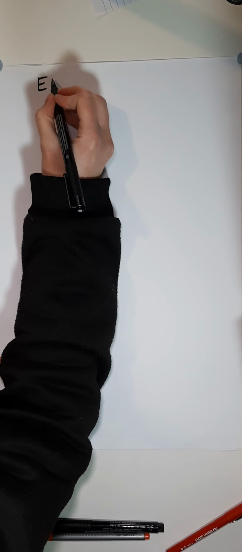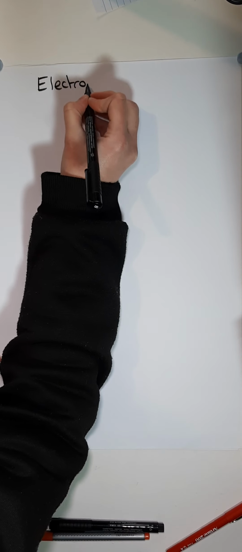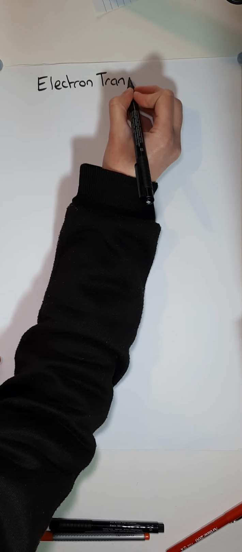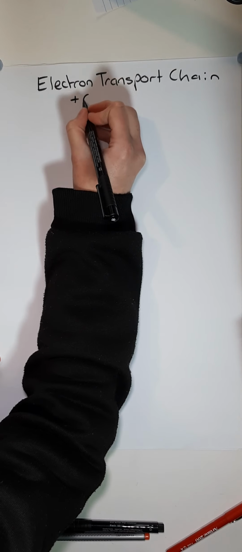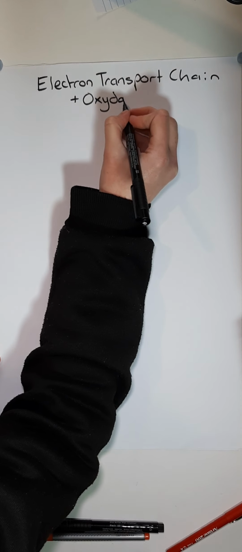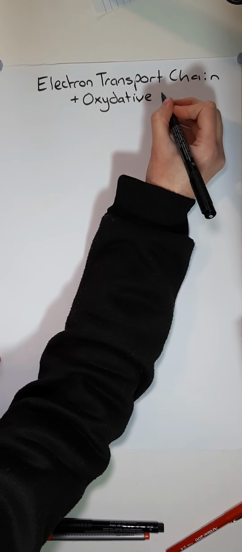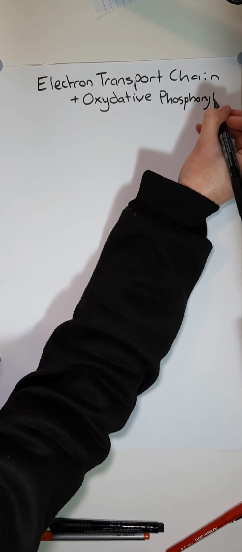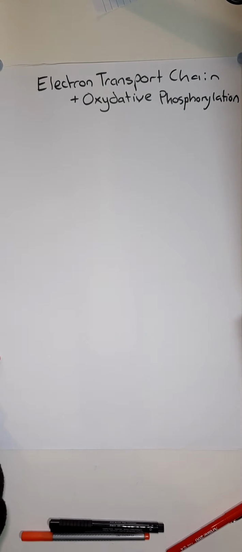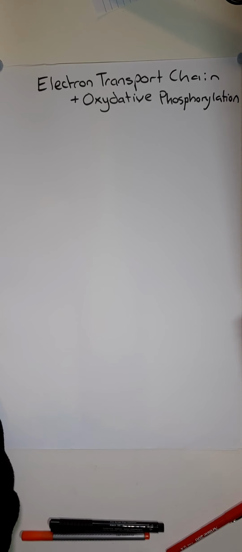Alright, the last video for this series, we're going to talk about the oxidative phosphorylation and the electron transport chain. So I'll write those off the top. Electron transport chain plus oxidative phosphorylation. Right, that's some really big words, but we're going to break it down and make it nice and simple.